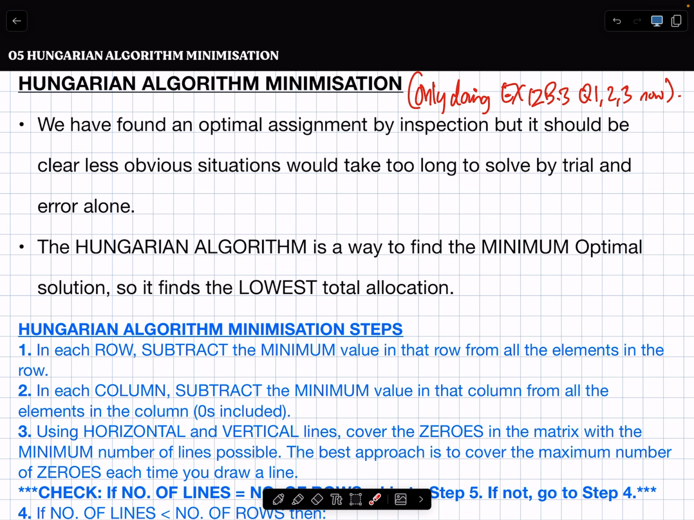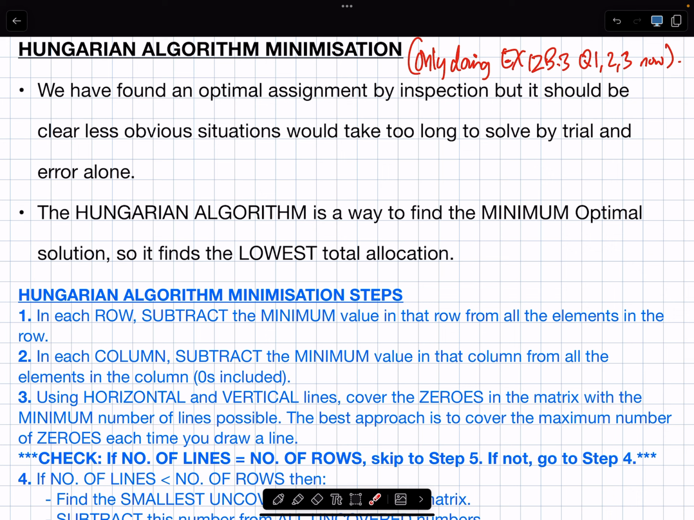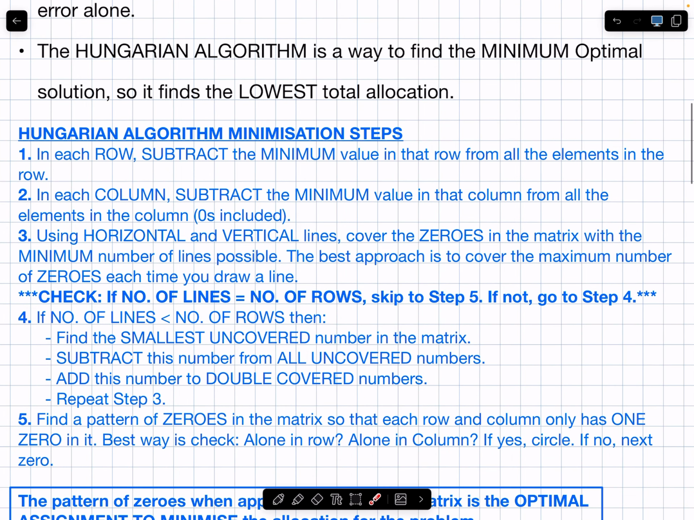So what you just did is you tried to find an optimal assignment by just looking at it. And you can see it was pretty hard to get the final answer because you've got no way to check. You didn't apply any steps, you were just looking at it. The Hungarian algorithm is a way to find the minimum. So doing these steps finds the minimum assignment, so it finds the lowest total allocation. So it would find the fastest team in our situation. Okay? So, please, can you get those 5 steps down?